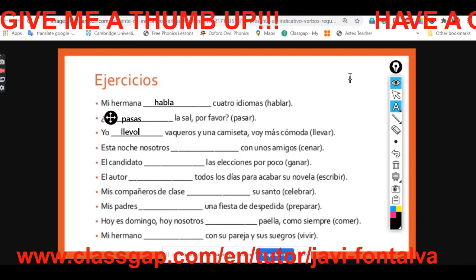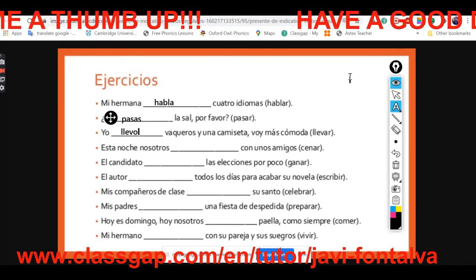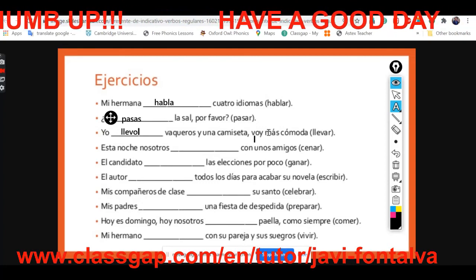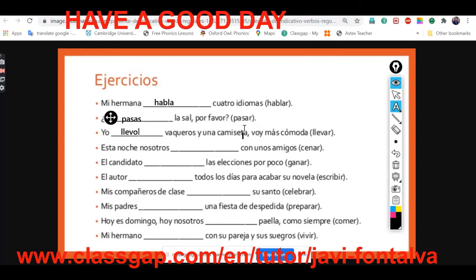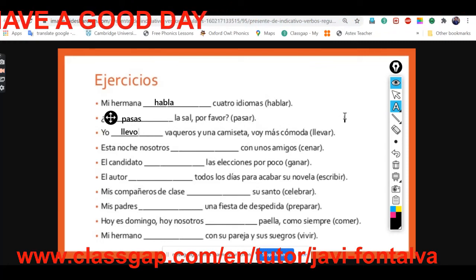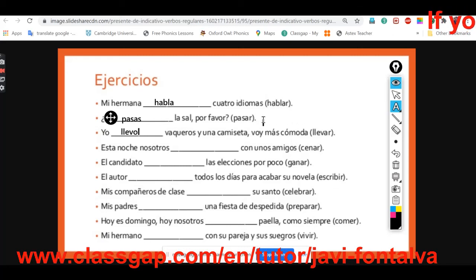What is camiseta? T-shirt. Okay, so I'm wearing jeans and a T-shirt. And this one here? I'm going more comfortable, or in English you would say, I am more comfortable. Yeah?